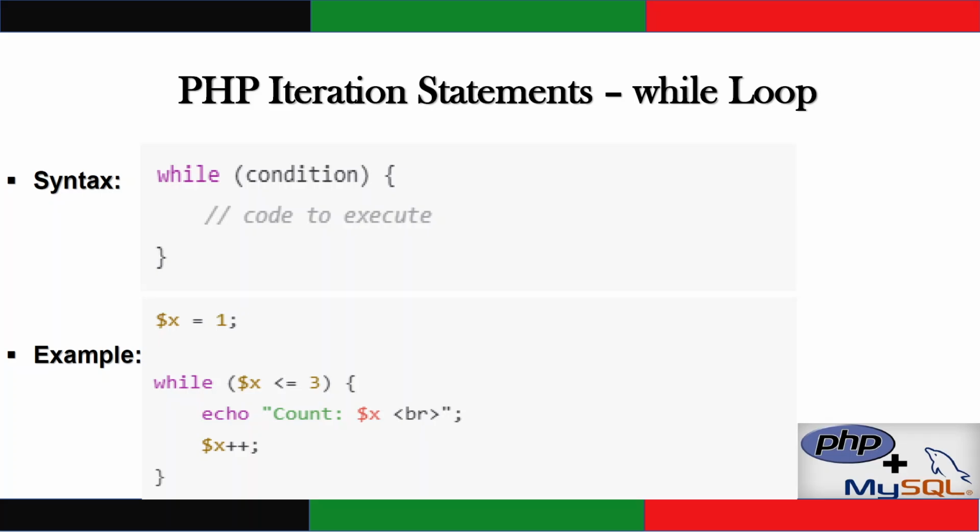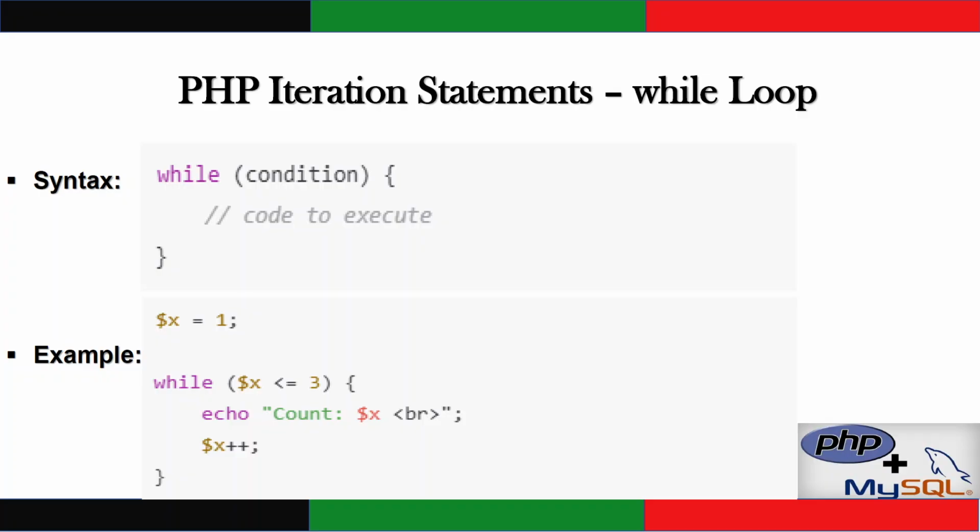On the second last line here, we have x plus plus. This is the increment. So x plus plus is the same as x equals x plus 1. It simply means pick the current value of x, add 1 to it, and assign the value back to x. So after this line, x will become 2.